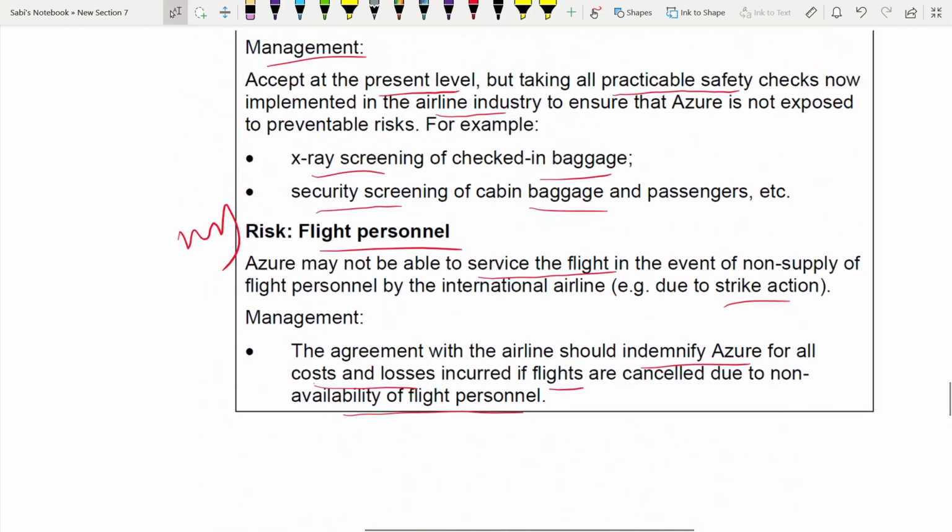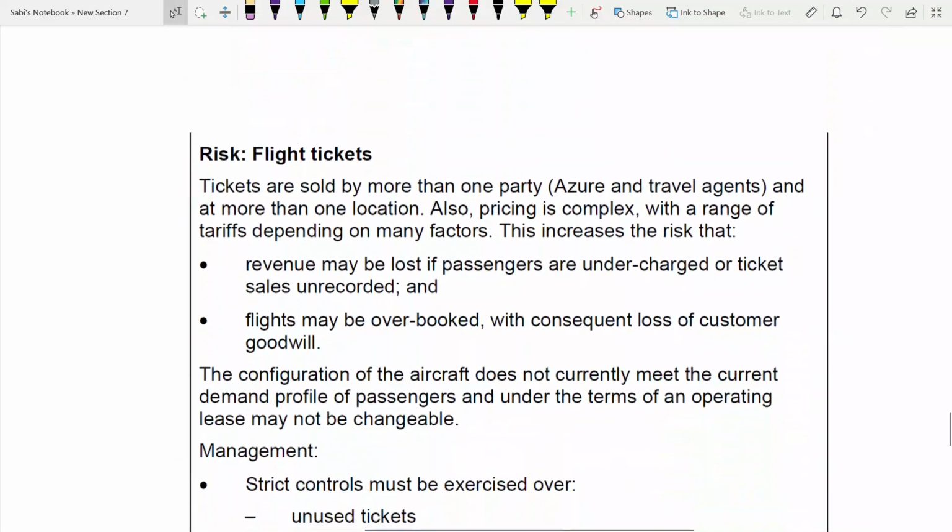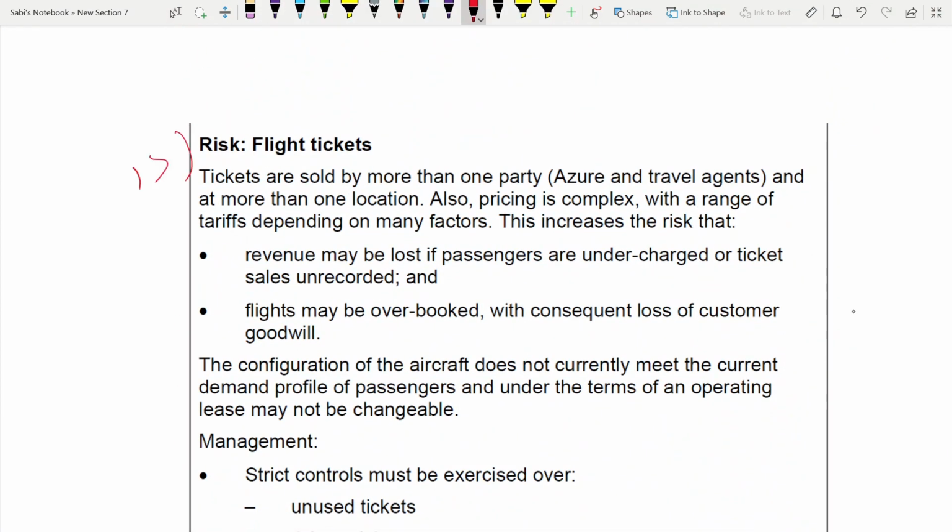Next, 15, price ticket. Okay, see, when tickets are sold by more than one party, the airline also, travel agent also, that means more than one location, so pricing is very complex. Okay, and also there is a range of tariffs depending on many factors. This increases the risk that revenue may be lost because passengers might be undercharged or sales are under recorded, like ticket sales, because too many places, different locations.